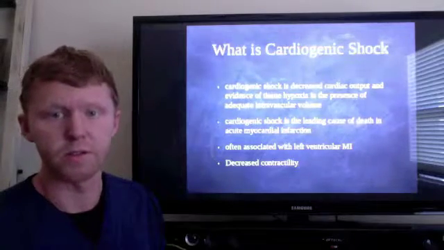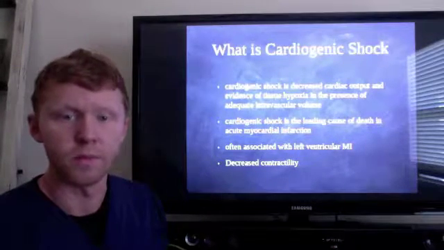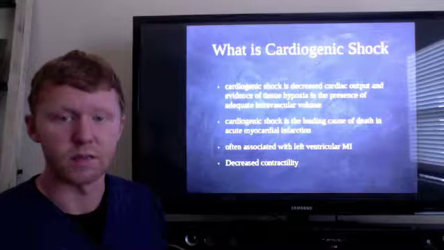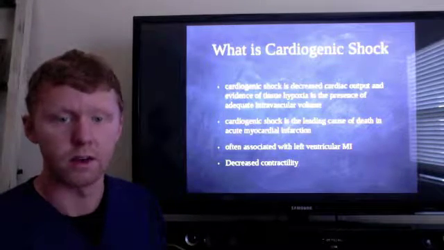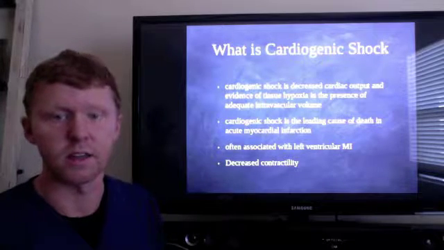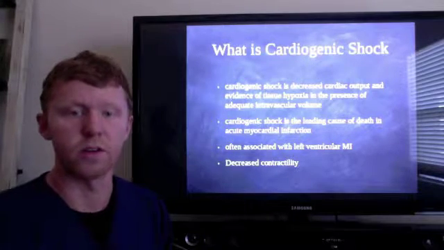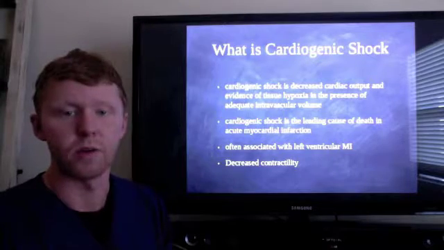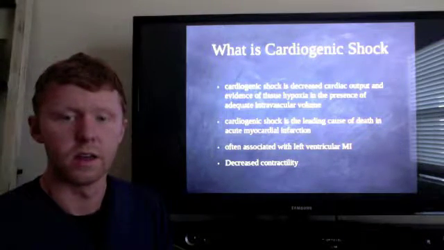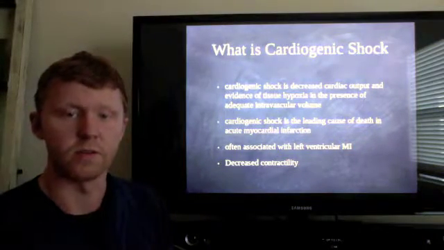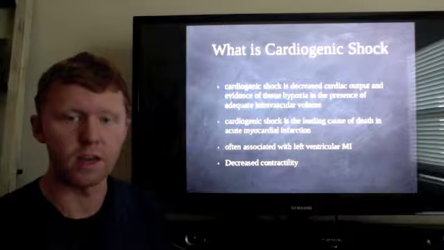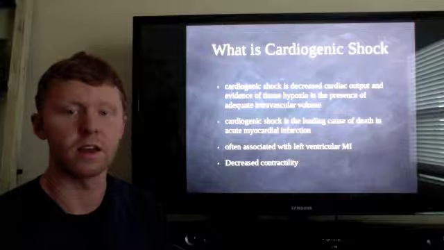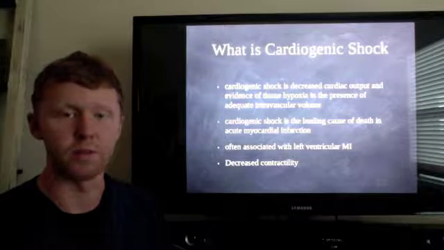It can be a dysfunctional valve, and there is presence of hypoxia due to this damage to the heart. Cardiogenic shock is the leading cause of death in acute myocardial infarction. So what I want to talk about most is the myocardial infarction will lead to decreased contractility of the heart. So when the heart has a decrease in contractility, it's not going to be able to pump enough blood.